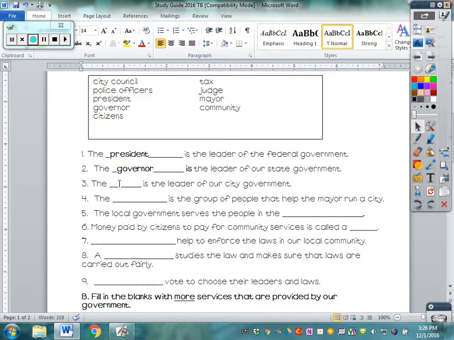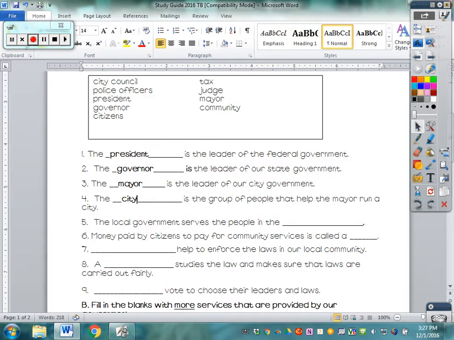The blank is the leader of our city government. That would be the mayor. Then the blank is the group of people that help the mayor run a city. And of course our word choices are up here, so we're going to use those words. City is a key word in this, and it is city council.